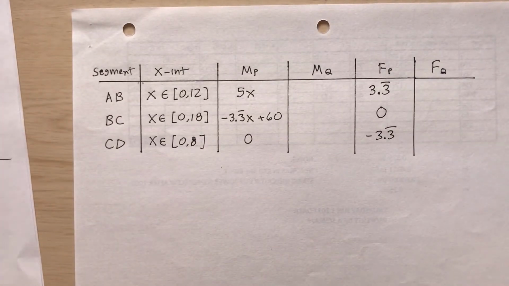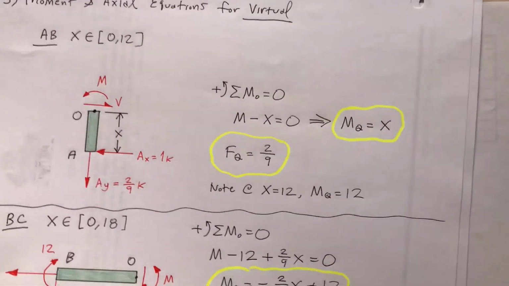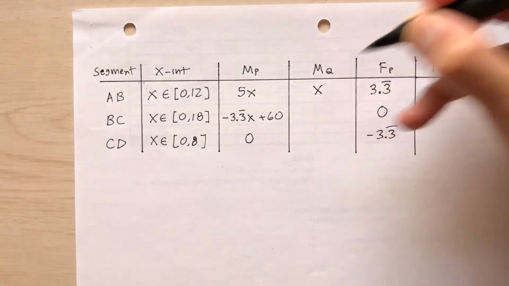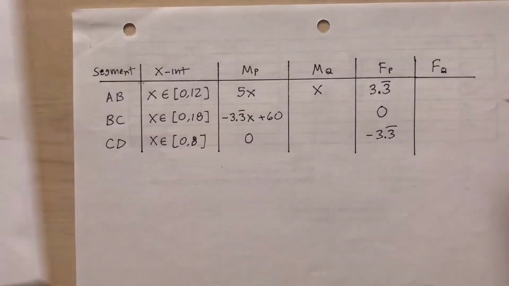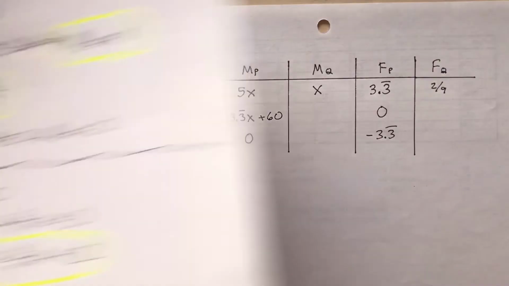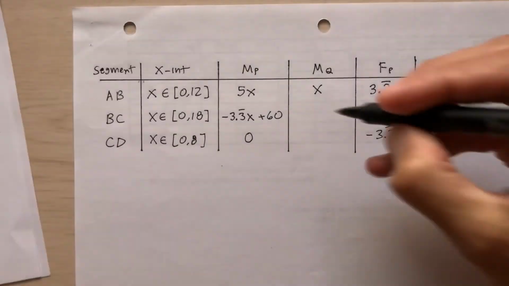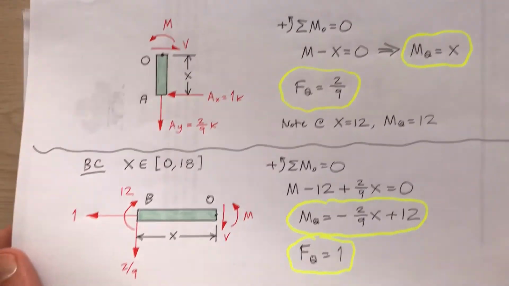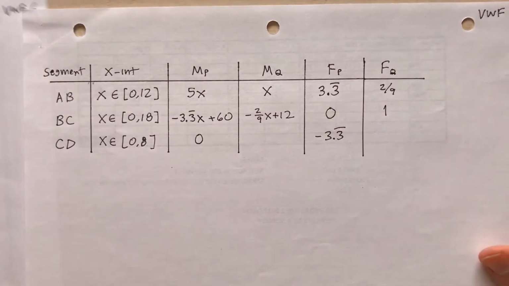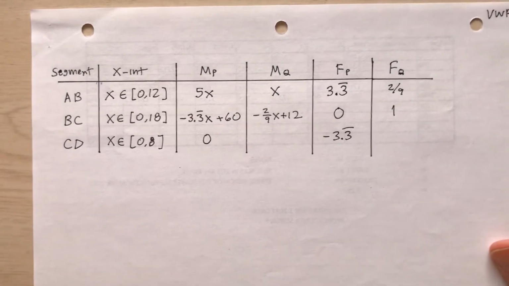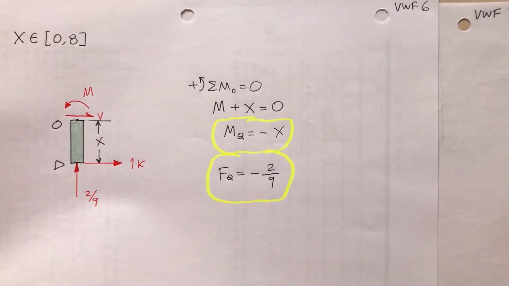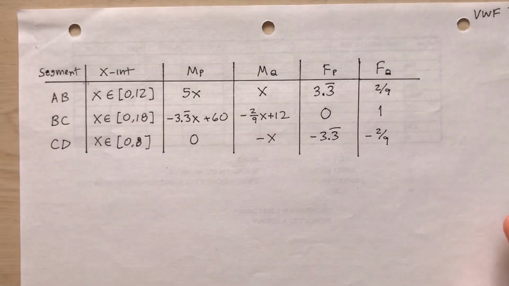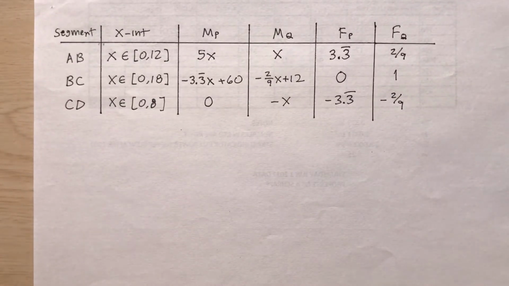What about the virtual? For virtual, AB, that was bending moment X, axial 2/9. For segment BC, bending negative 2/9 x plus 12, axial 1. And then for CD, bending negative x, axial negative 2/9. So that's all the data organized into a chart.